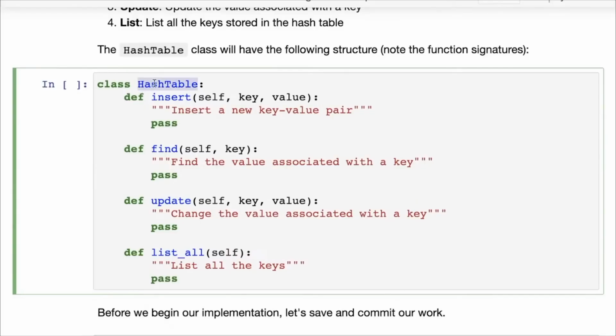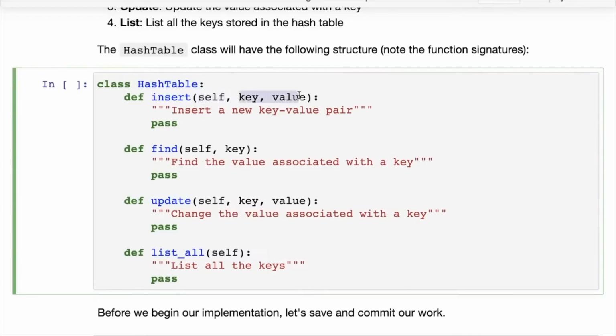You have the class hash table, and inside the class hash table you have a bunch of methods. Now the insert method, apart from taking the self argument, and remember that the self argument refers to the object of the class that will be created. So this is equivalent to the this variable in Java or C++.